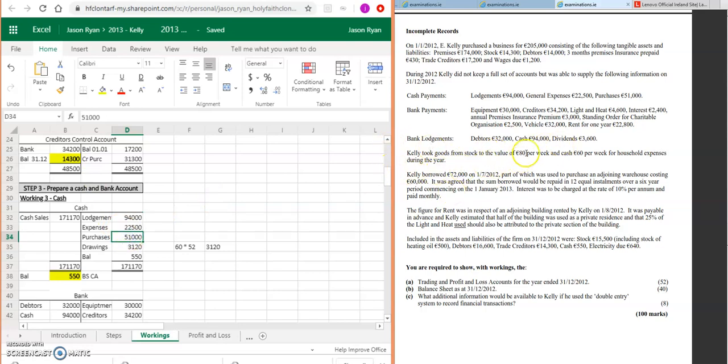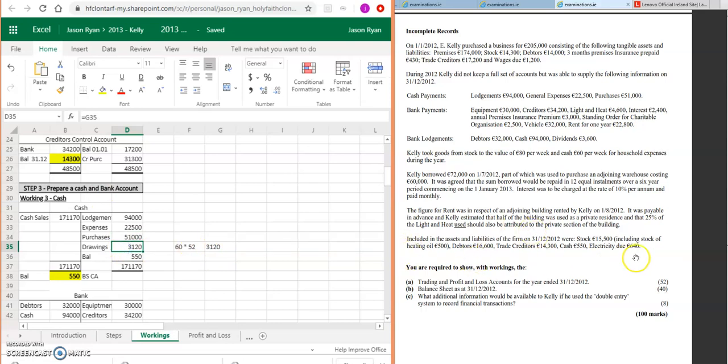Always have a look to see if the proprietor has taken any stock or any cash for their own purposes for drawings. Here we've got stock of €80 per week and €60 per week of household expenses during the year for cash. So you can take 60 multiplied by 52 gives you 3,120. So your drawings will be 3,120.